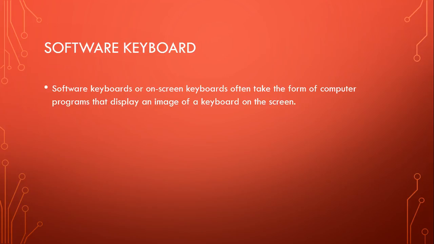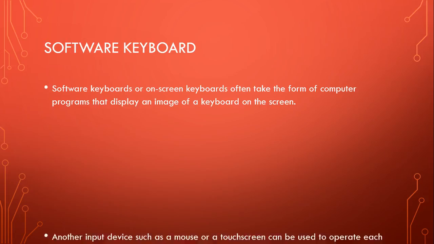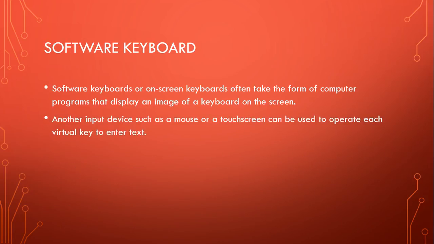Next is the software keyboard. We're probably very familiar with these because they're also known as on-screen keyboards, and they often take the form of computer programs that display an image of a keyboard on the screen. Like when you're typing a text message, for example, this is an example of a software keyboard.